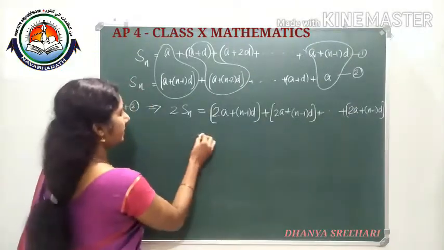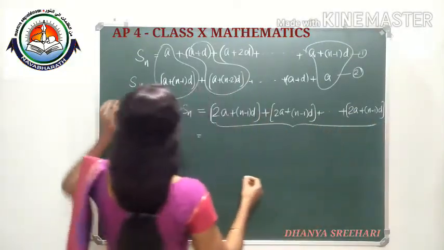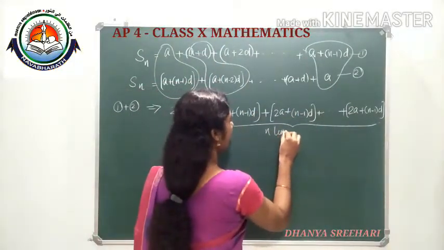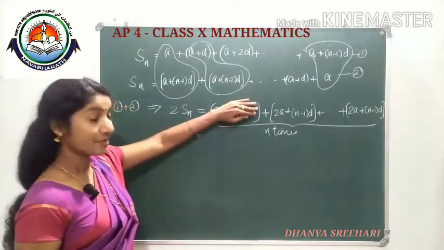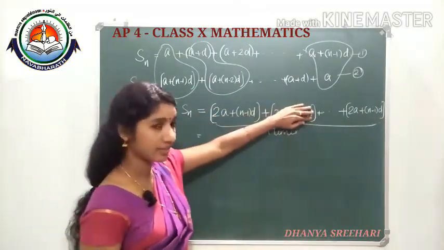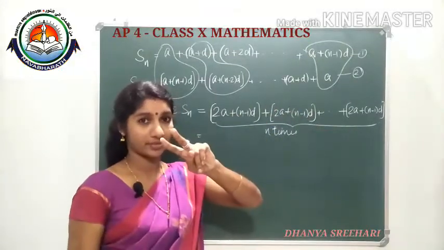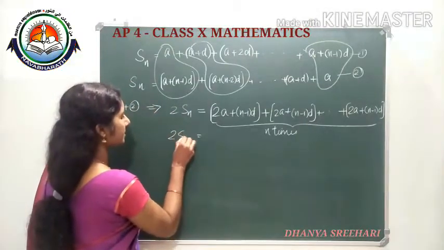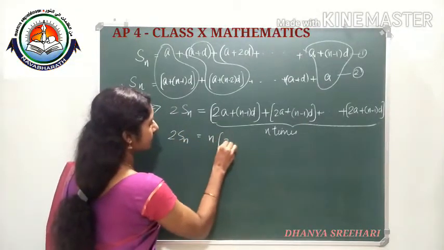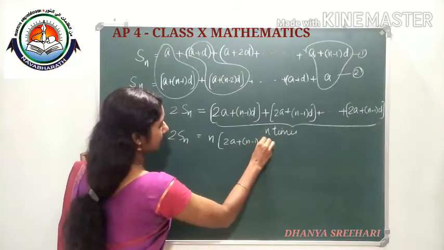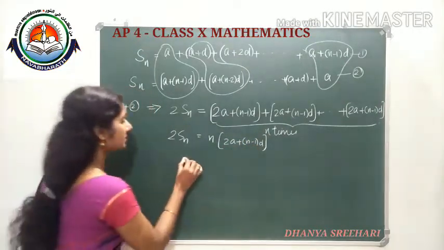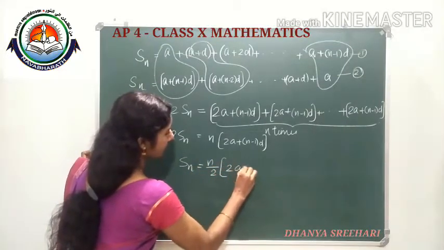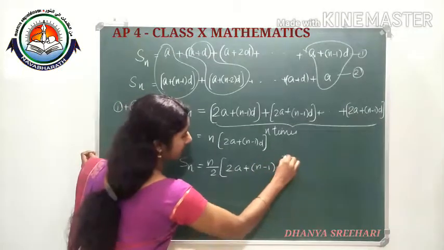Then see, how many terms are there like this? 1, 2, 3, 4, etc. n terms are there, so we are adding the same quantity n times: 2a plus n minus 1 into d, one time, and another, these two adding to 2 times 2a plus n minus 1 into d. So how many times? n times. We can write 2 times Sn is equal to n times 2a plus n minus 1 into d. Correct, no? So we can write Sn equal to, 2 going to that side, n by 2 into 2a plus n minus 1 into d.